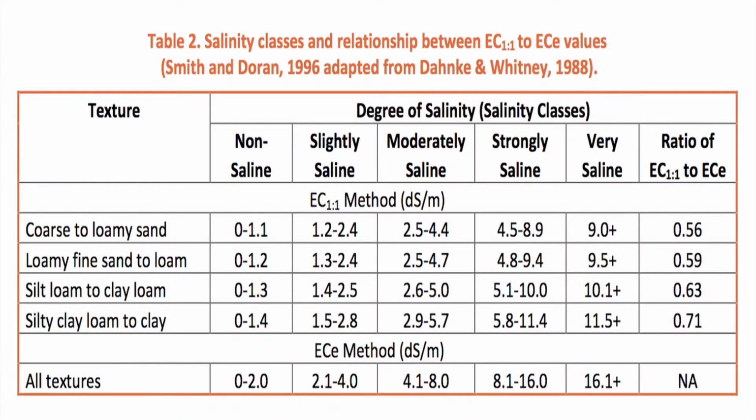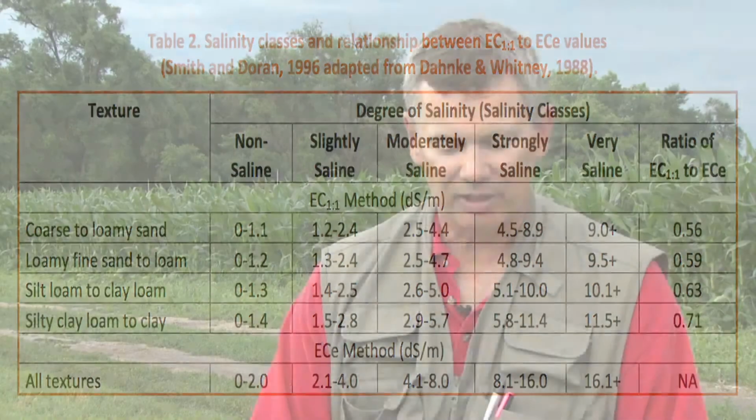And then next, it has both the EC 1-to-1, which we're going to be doing, 1 part water, 1 part soil test. You need to know the texture of your soil, so make sure the students identify the texture before you move forward. At the bottom of that table 2 is all textures, which is the lab method. If you send it to a lab, it's texture neutral, versus the 1-to-1, where we need to know the texture.